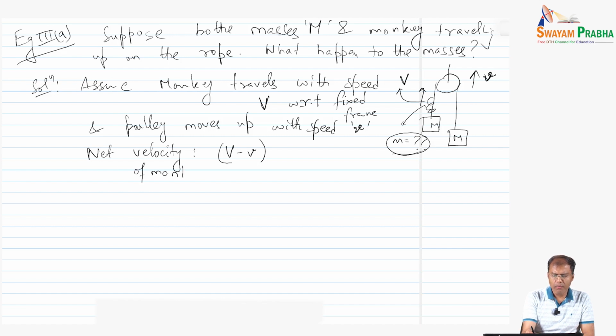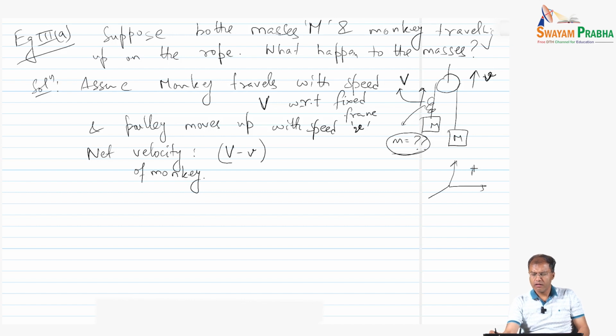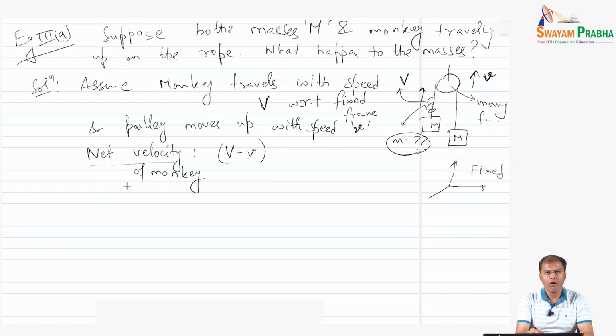So when we talk about the motion, let us keep the pulley as our moving frame, right? The fixed frame is some frame. Let me say that this is my fixed frame here, and the pulley itself is the moving frame, right? So with respect to the moving frame, the net velocity of the monkey will be this capital V minus small v. So now with these two quantities, we are ready to write the force balance for both the masses and the monkey, right?